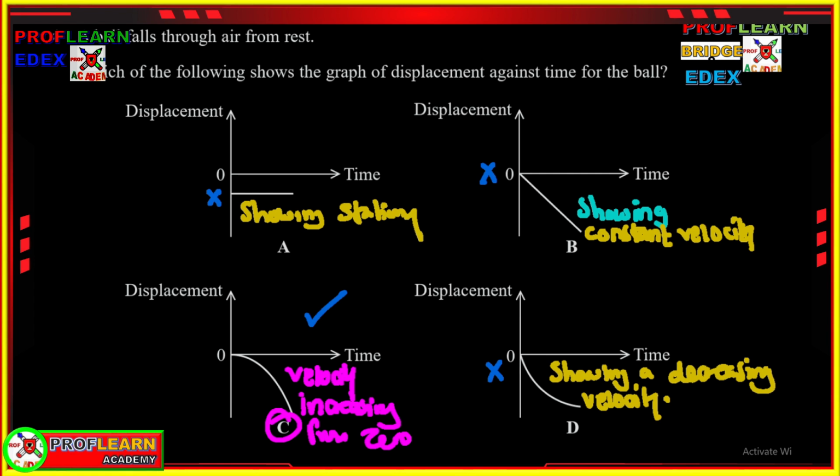But if we are talking about a ball that is falling through gravity, velocity is not going to be constant. The object will be accelerating down. So the correct answer is C, which indicates that the object is increasing from 0 and the object is accelerating. This is not correct because it's indicating an object with a decreasing velocity.